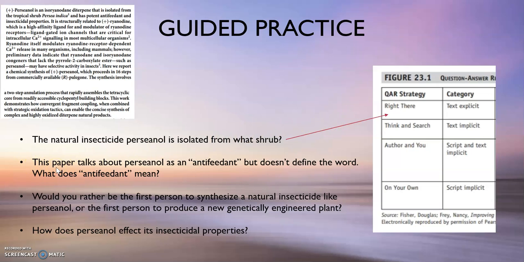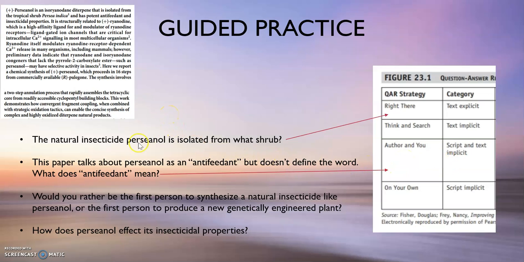The next question is, this paper talks about prosaenol as an antefedant, but doesn't define the word. What does antefedant mean? This is an author and you question. It uses information and language from the text, but it relies on the reader or the student to have or acquire background knowledge. So this is an author and you question. It's script and text implicit.